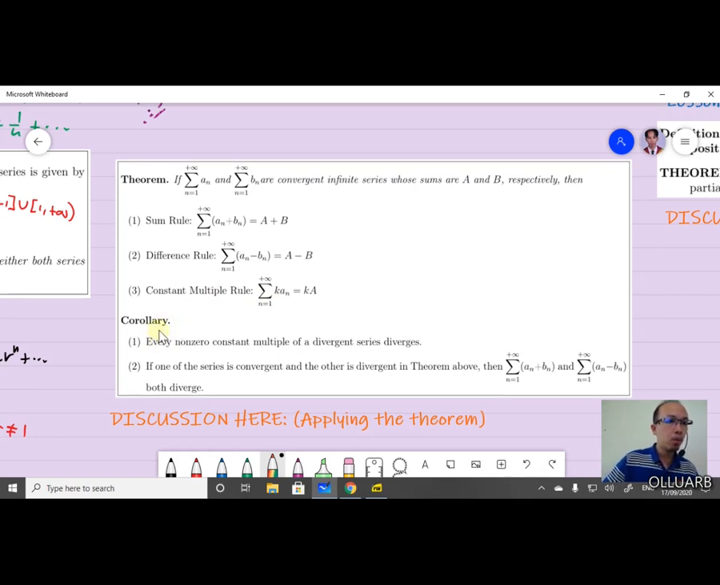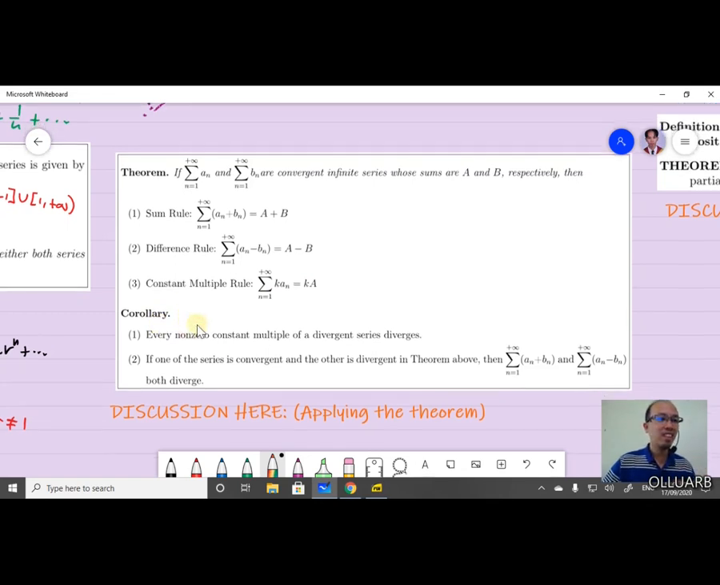As you can see here in the corollary, okay, this corollary is a consequence of theorem number 3, which says that if the series is convergent, then you multiply a constant, then all you have to do is to multiply the sum by k. Okay, so it says here in the corollary, every non-zero constant multiple of a divergent series diverges. So meaning to say, if the series is divergent and you multiply a constant number, then the series is divergent. Of course, your constant here is not equal to zero, but if it is equal to zero, then the series is convergent, because zero times a number is zero, of course.